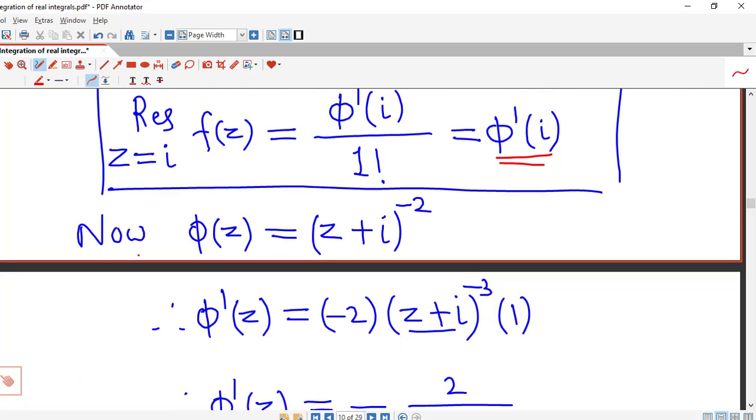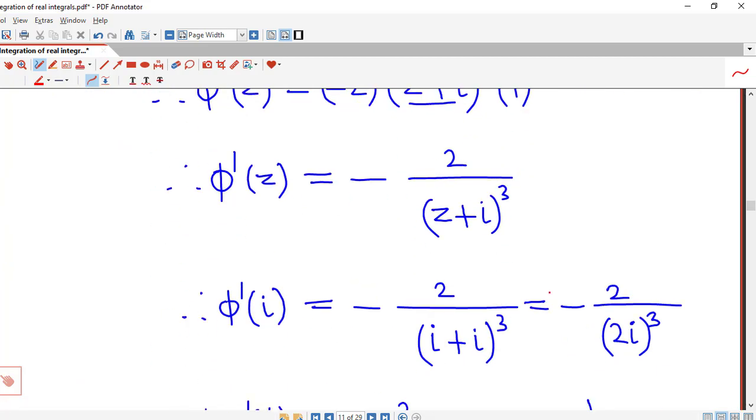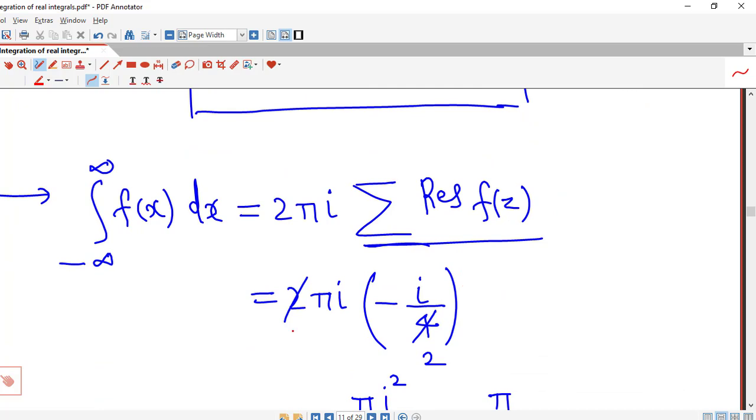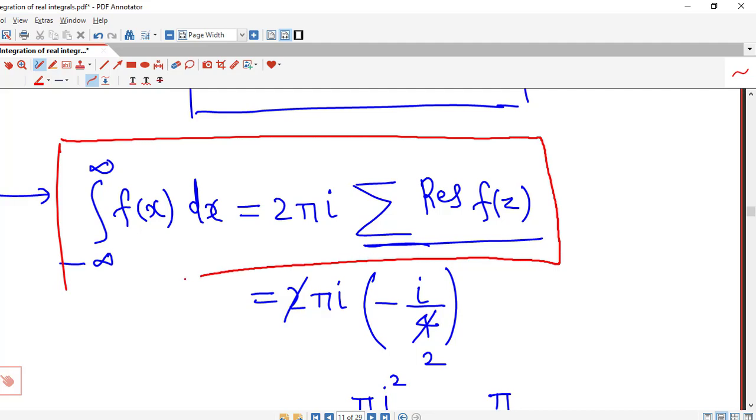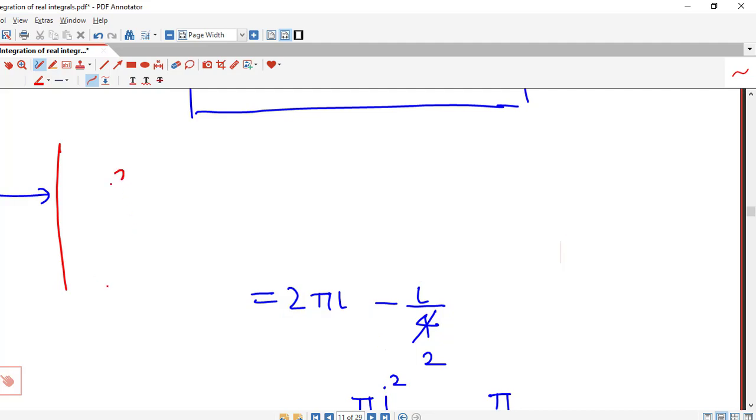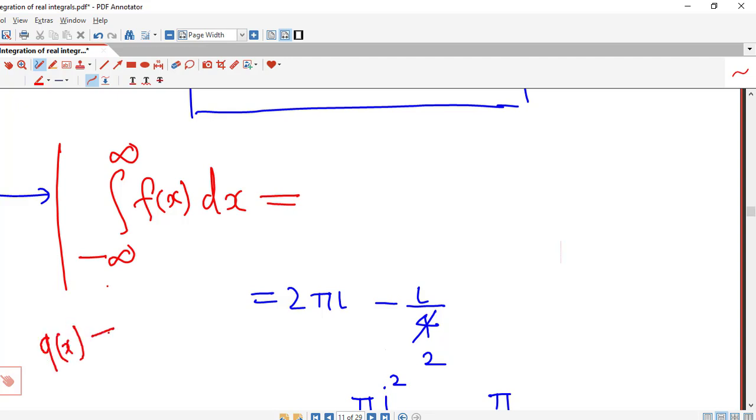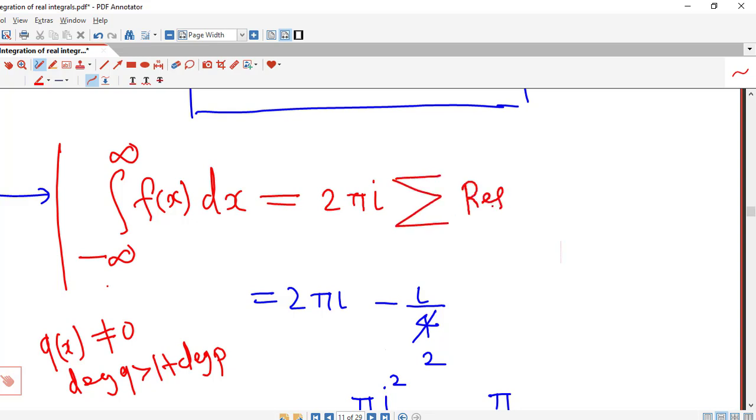Then we calculate the first derivative of phi, and using this we consider phi dash i. And we will always remember this formula: if f(x) satisfies those two conditions, that q(x) is non-zero and the degree of q is greater than 1 plus the degree of p, then this improper integral from minus infinity to infinity of f(x) dx is convergent and it is equal to 2 pi i times the sum of residues of f(z) in the upper half plane.